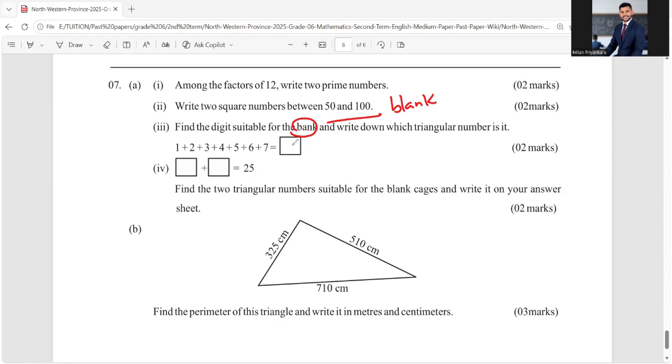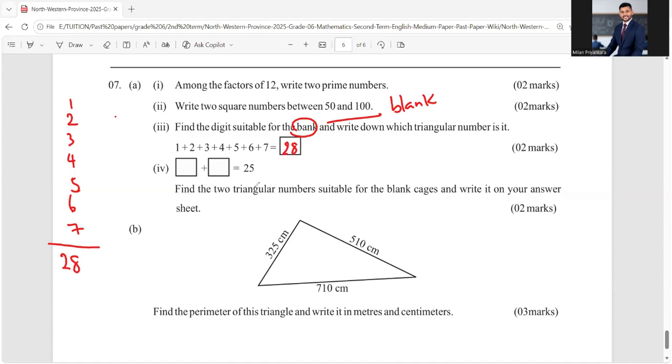Okay, now you can write 1 plus 2 plus 3 plus 4 plus 5 plus 6 plus 7. Just like that, right? 1 plus 2, 3, 3 plus 3, 6, 6 plus 4, 10, 10 plus 5, 15, 15 plus 6, 21, 21 plus 7, 28. Okay, now your answer is 28.